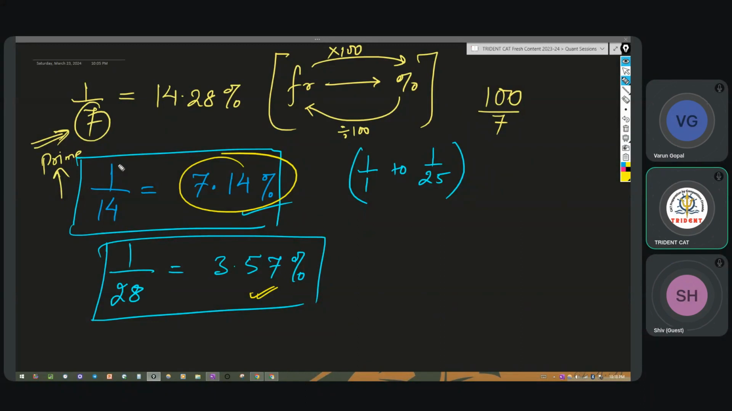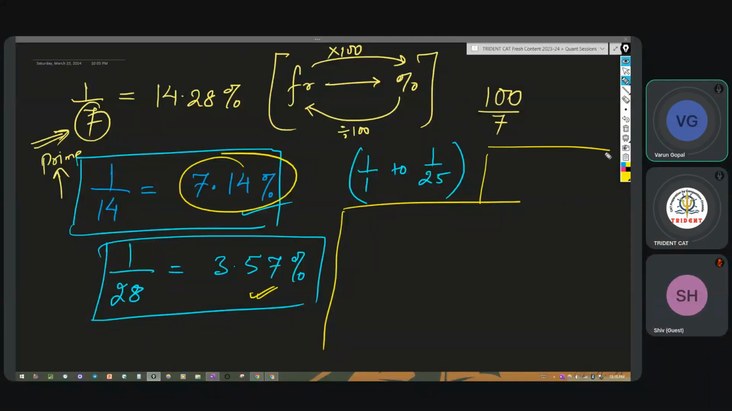7.14 divided by 2 is 3.57. Make sense? Okay. Now, two fractions which are completely unrelated. I'm pretty sure Varun knows about this, and even Shiv knows about this.